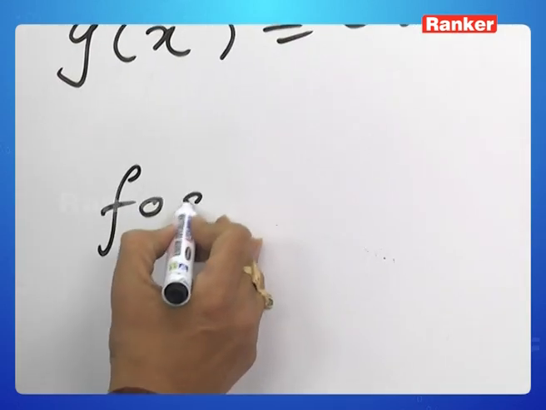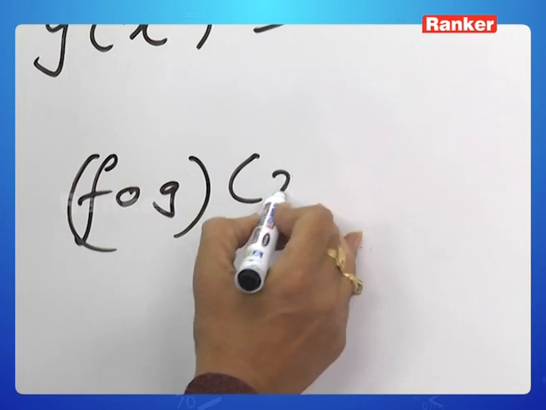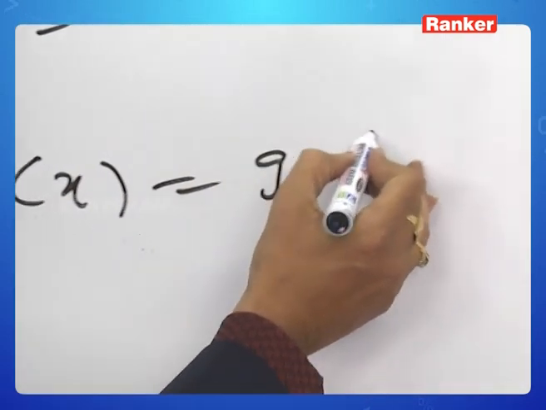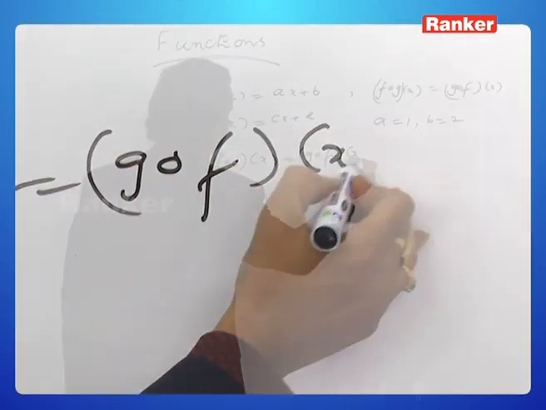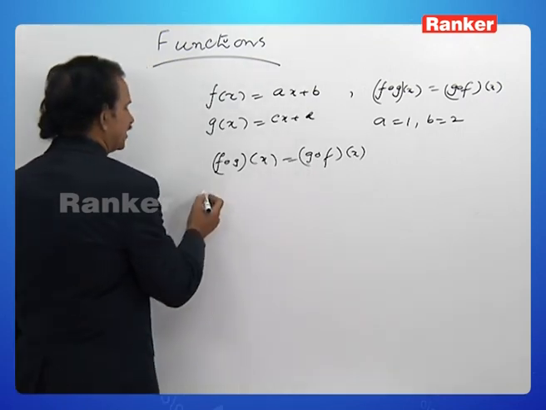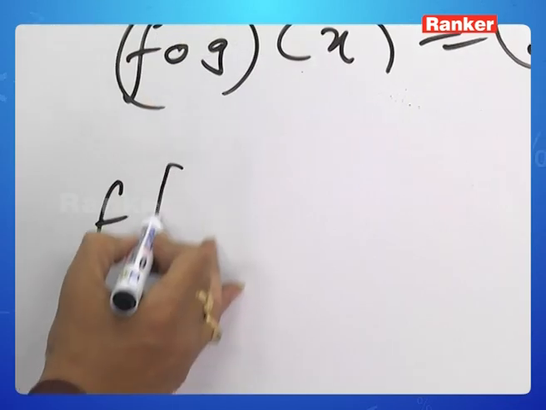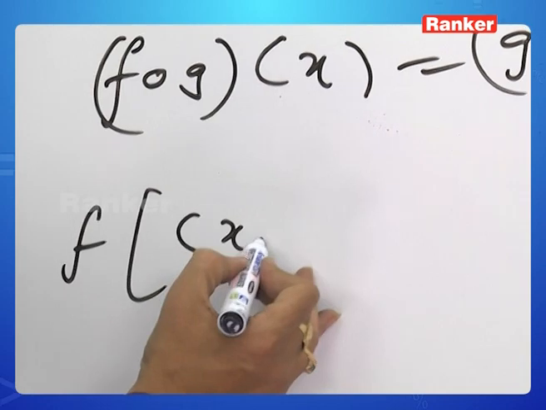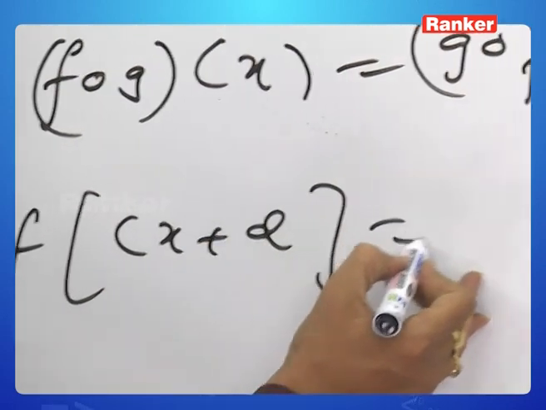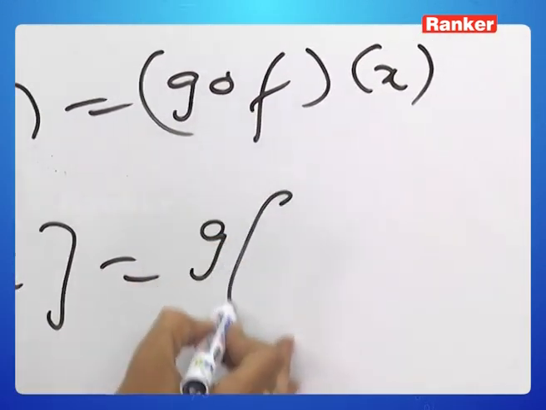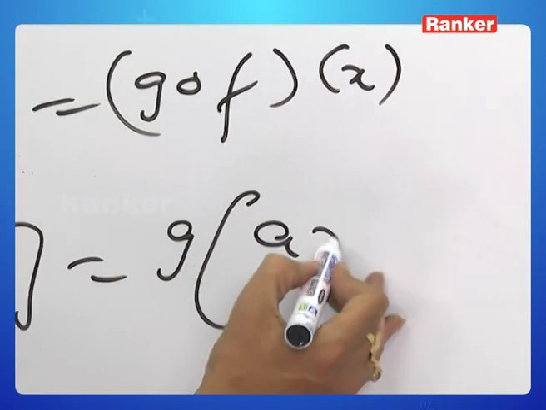f circle g of x is equal to g circle f of x is given. What is f circle g of x? f of g of x. What is g circle f of x? g of f of x.